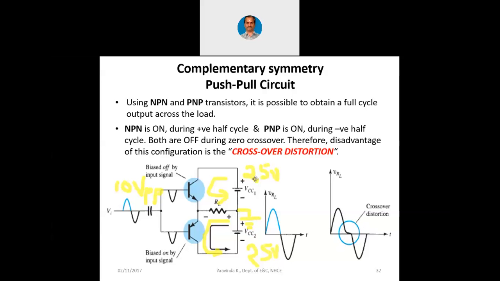Now, with this particular circuitry, we will always have this crossover distortion, because we have this zero crossover. During the zero crossover, both transistors are off until the input signal reaches their VBE. So, how to overcome this crossover distortion, if at all we want to overcome? That we will see in the next slide.